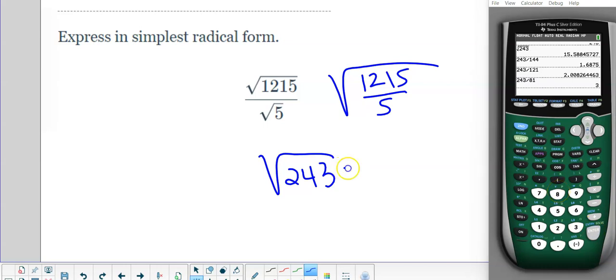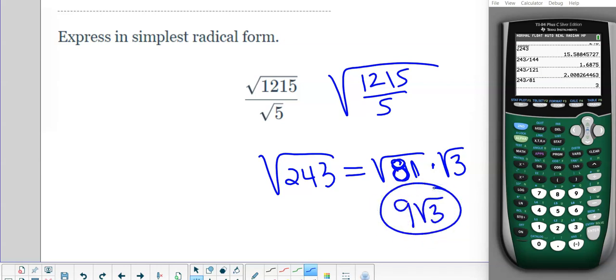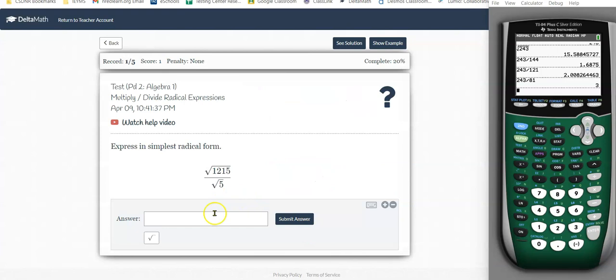So 243 is the same as square root of 81 times the square root of 3. Square root of 81 is 9. Square root of 3 cannot be computed. So this entire fraction can be simplified to 9 square roots of 3.